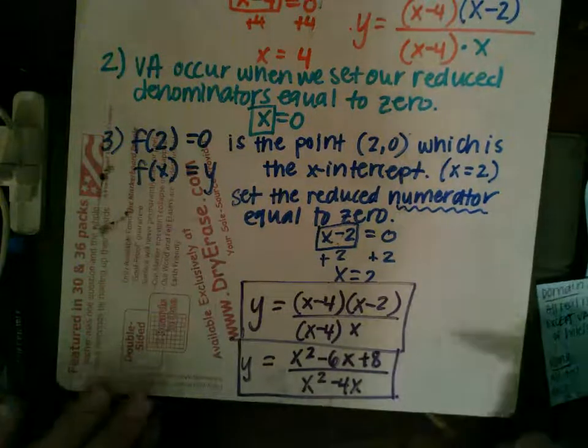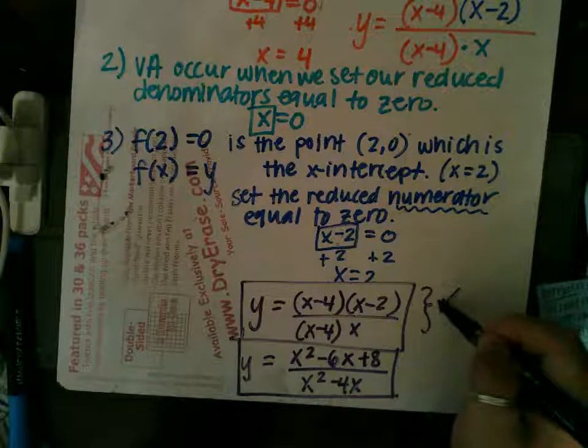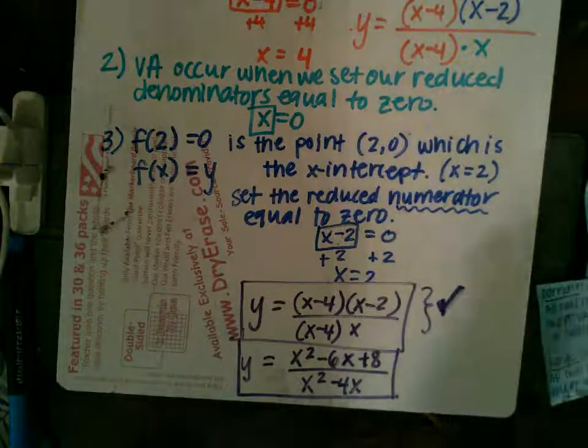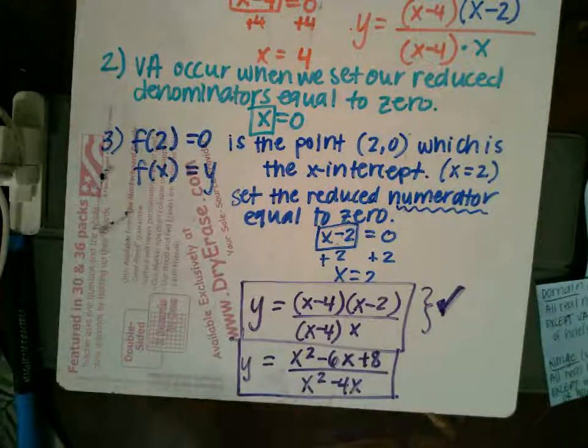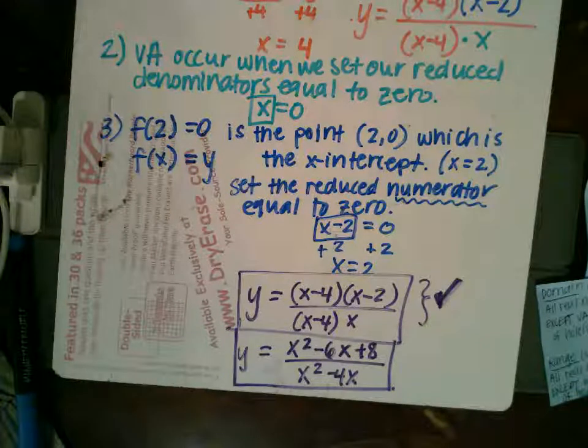Both of these are equivalent. Factored form makes the most sense. But in case you had a multiple choice option of this, that is also equivalent. It's just expanded out.